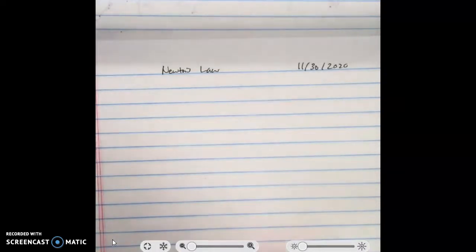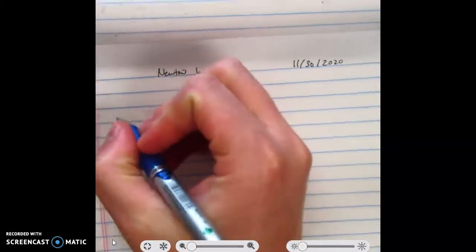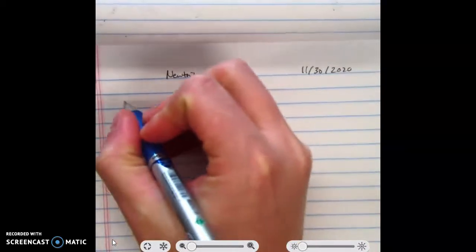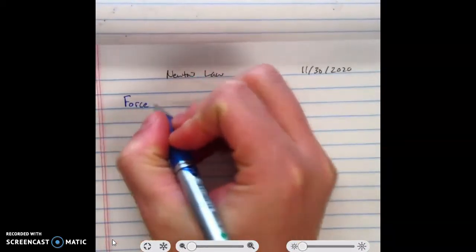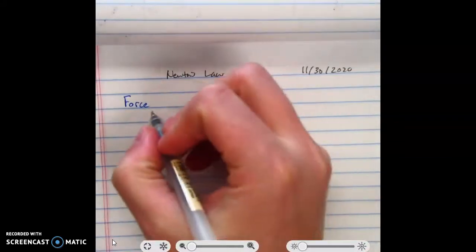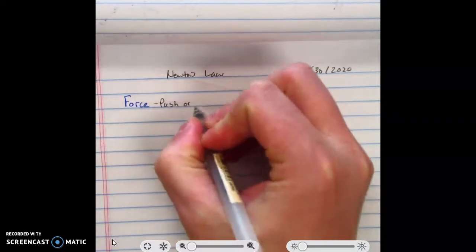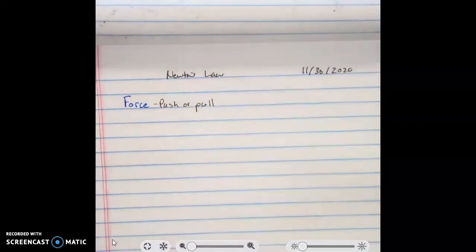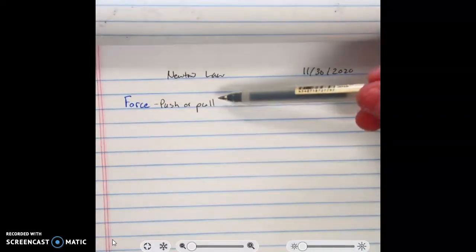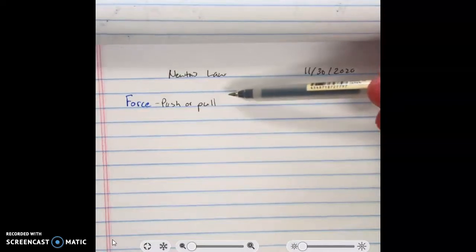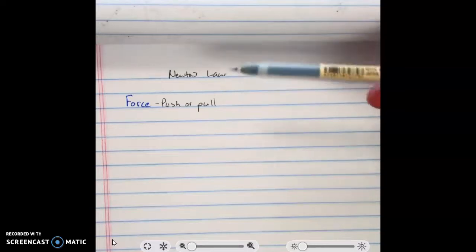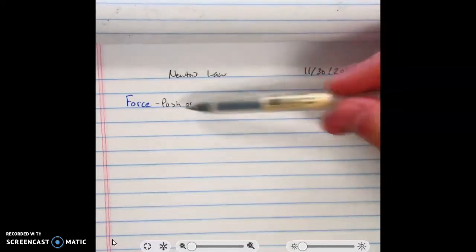But before we get to those laws, let's do one fundamental thing. You're going to hear me say the word force a lot, so let's get a definition for force. Force is a push or pull. This is something you do every single waking second of your life, from the moment you're born to the moment you pass away. You are always pushing on something or pulling on something.